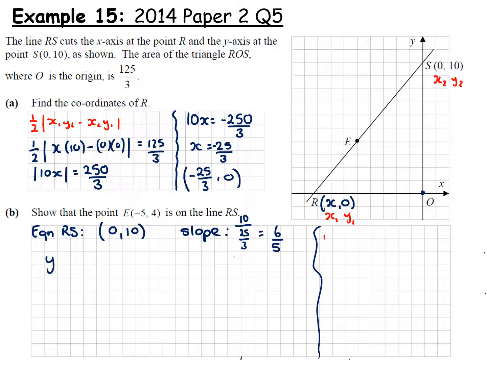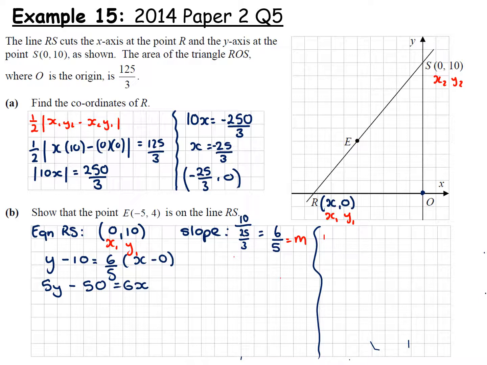So I now am going to work with my equation. There's x1, y1, and there's my m. y minus y1 is equal to m times (x minus x1). So we get 5y minus 50 is equal to 6x.